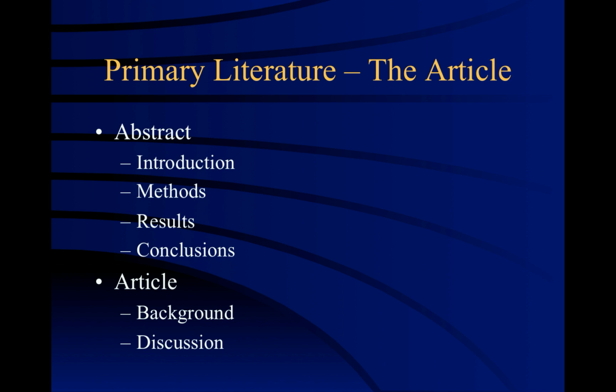So I would like to talk a little bit about the primary literature. And again, I am referring to original research. The primary literature is generally organized with an abstract that has an introduction, methods, results, and conclusion, and an article. And within the article, you also have an introduction, methods, results, and conclusion, but you have a background section and a discussion section.